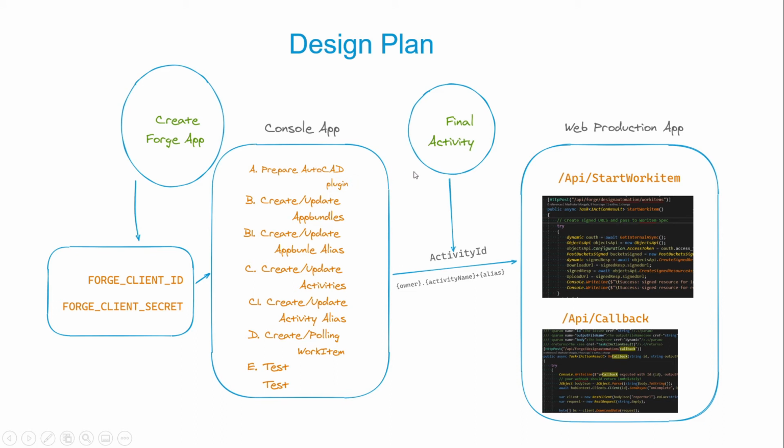If the results are satisfactory, I will send the app bundle to my design automation client. This client will upload the bundle, it creates an activity, and it starts creating the work item. If the results are not satisfactory, I have to change my code.